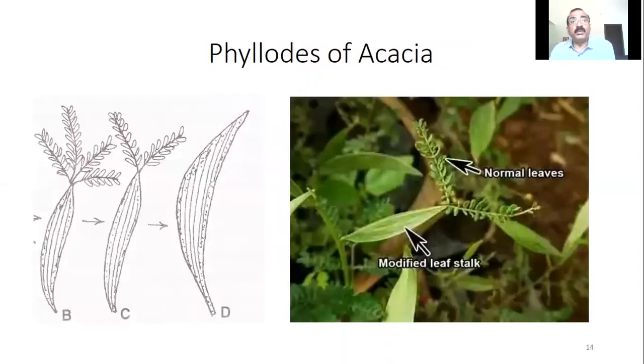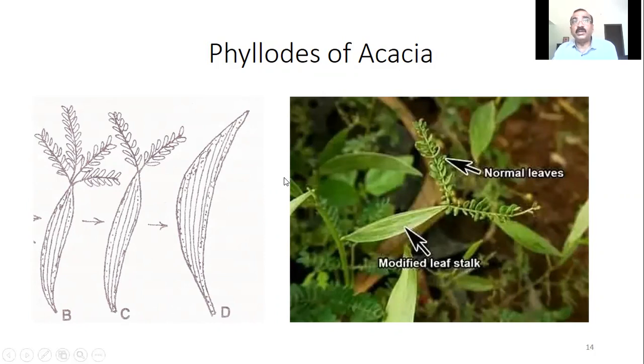Now this is what I meant by phyllodes. You might have seen the acacia plant. In the acacia plant, the mature leaves appear like this. But this is not actually the leaf. This is the petiole part of the leaf. The leaf stalk becomes green and flat like a leaf. So the modified petiole into a leaf-like structure is called a phyllode.